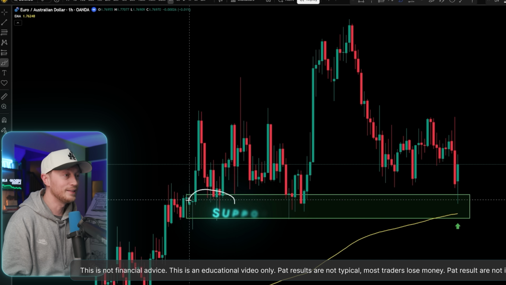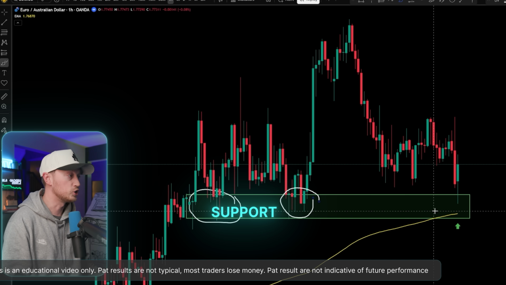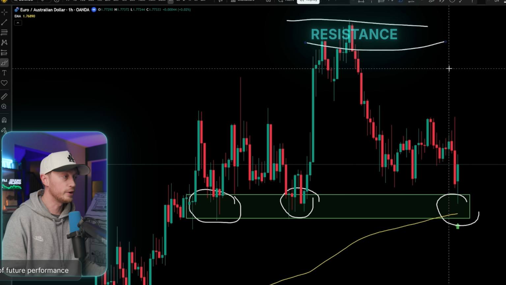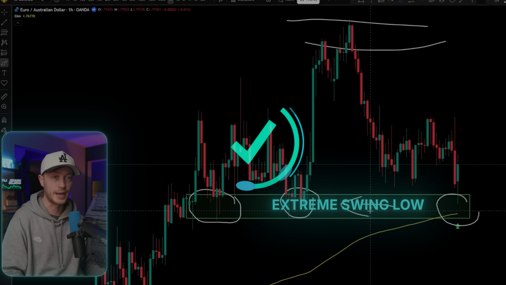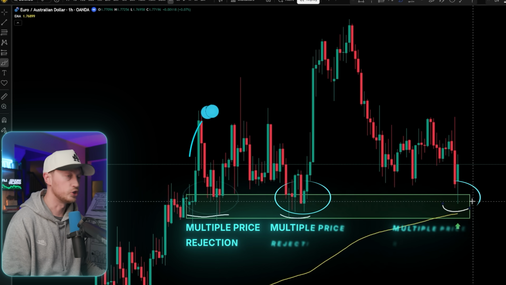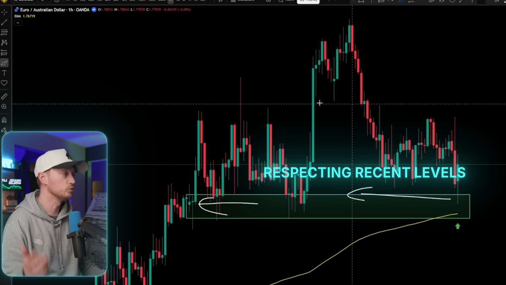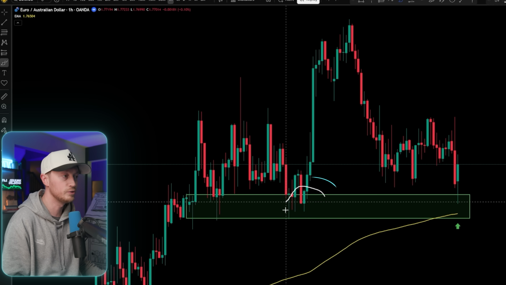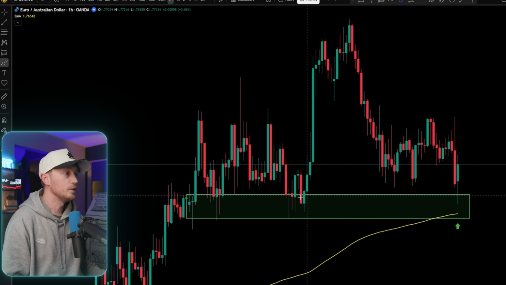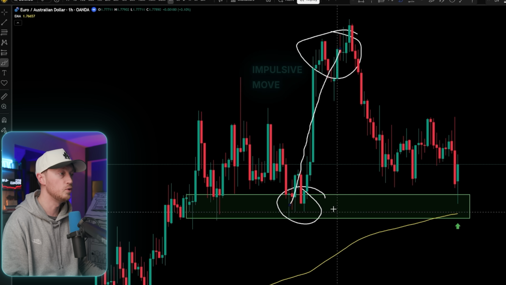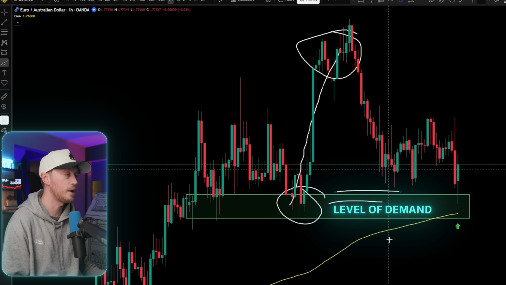Look, we set the level of support right here. Extreme support, extreme resistance. That's our extreme swing low. Check. Multiple rejections. Check. Respecting recent levels, right? These are recent levels. Check. This is a recent level. That's the last level. The last move was impulsive, right? This was an impulsive move, creating a level of demand right here.